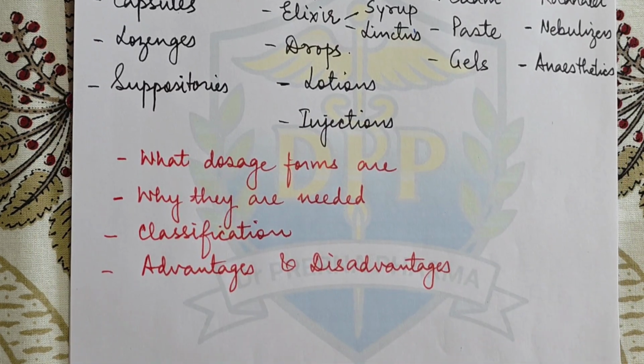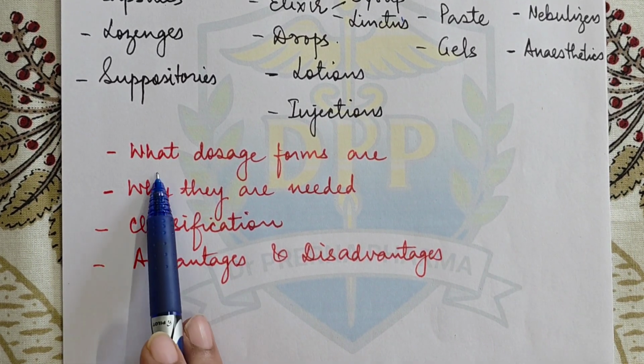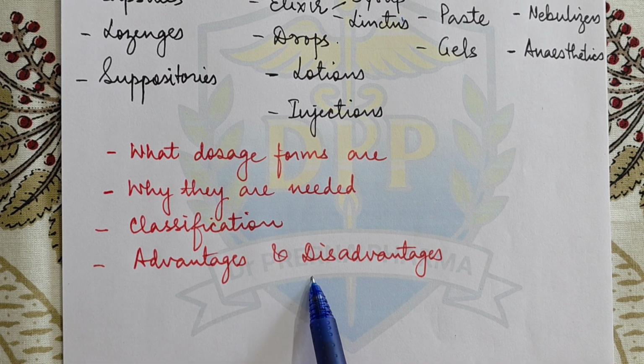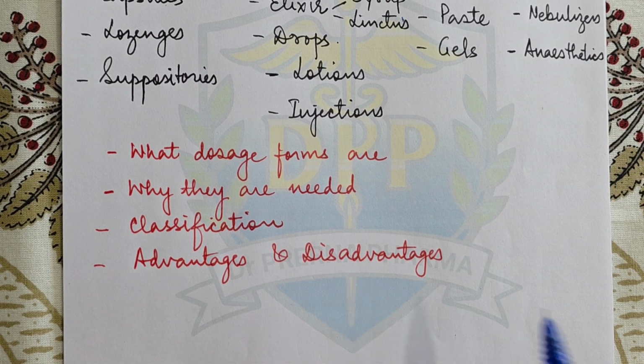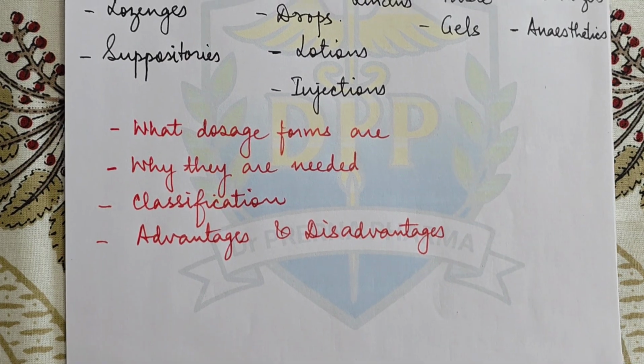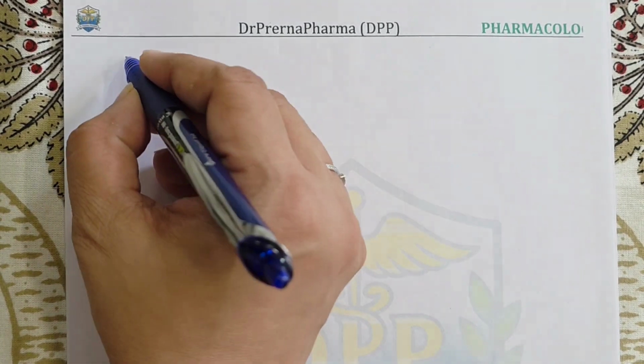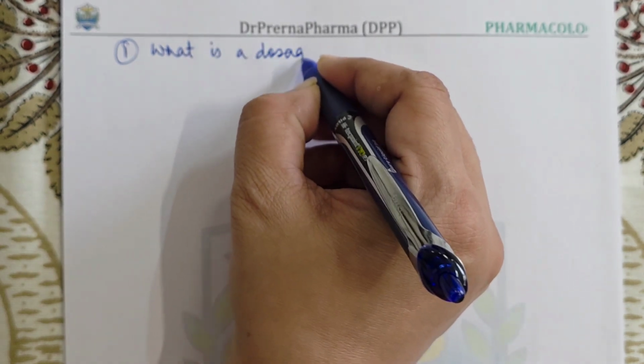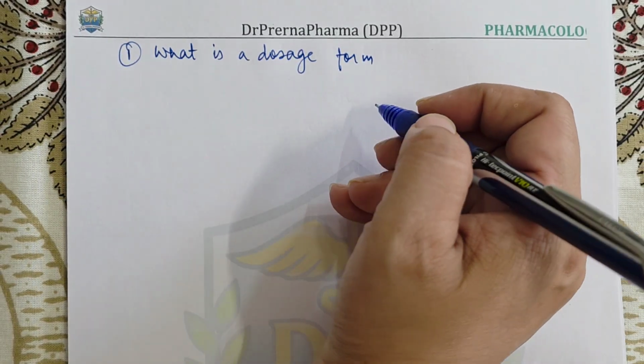So the main aim of studying about dosage forms is to understand what dosage forms are, why they are needed, classification, and their advantages and disadvantages, right? So let's see them one by one. So now we understand, first of all, what is a dosage form, right? So what exactly is a dosage form?